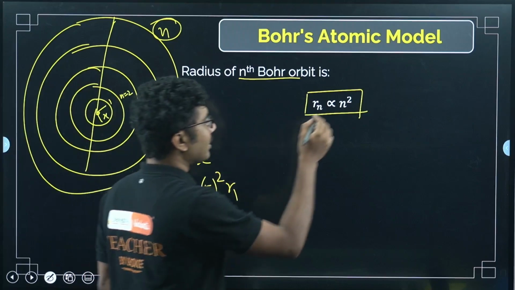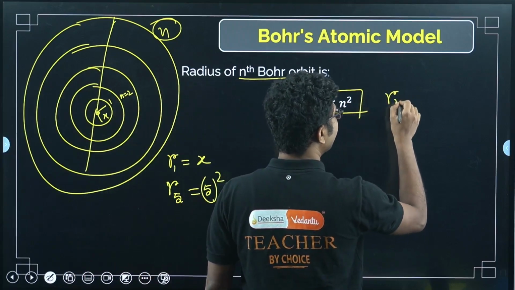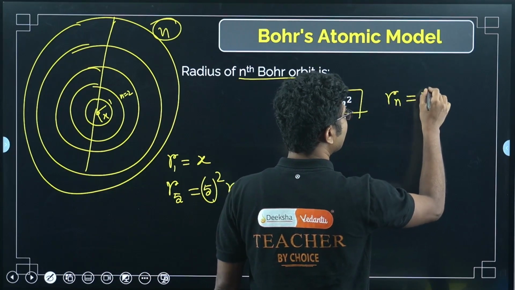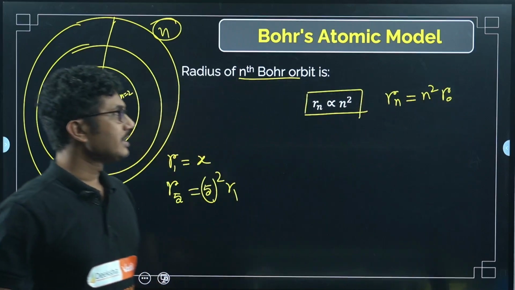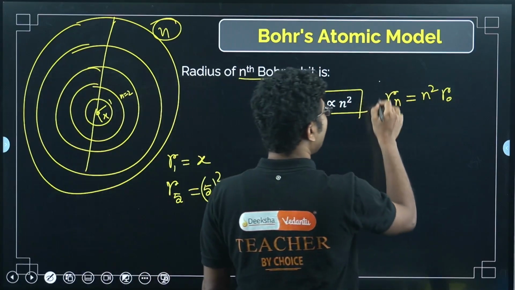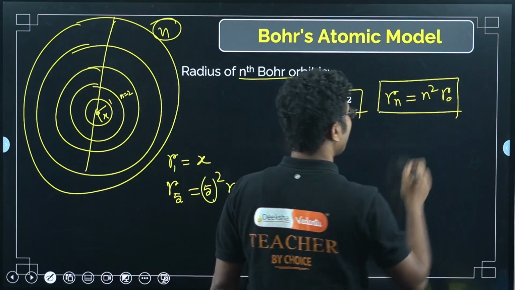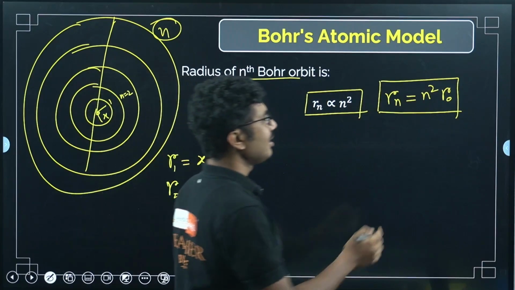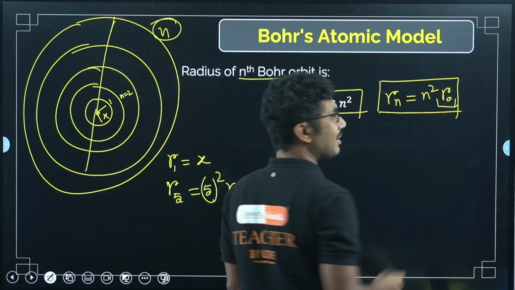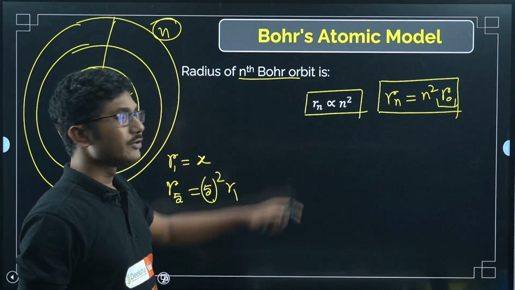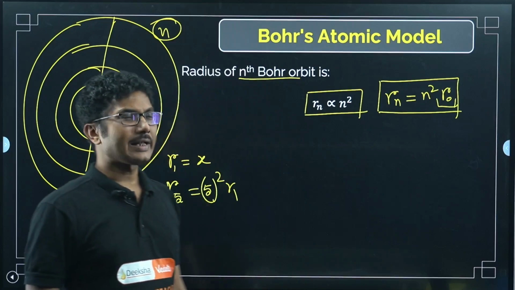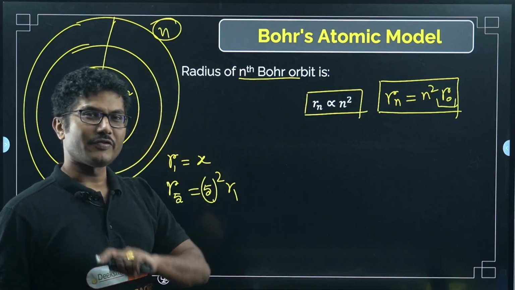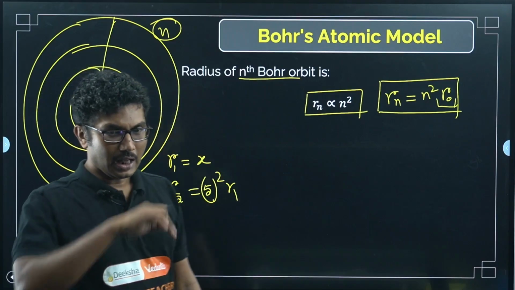Or you can also remember that Rn equals n square r naught. This is for the nth orbit of Bohr, and r naught is called Bohr's radius. That is the minimum radius, when you put n equals 1 in the actual expression. Using that, you can calculate the radius of any orbit.